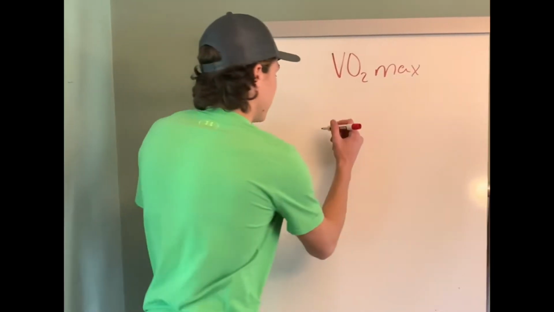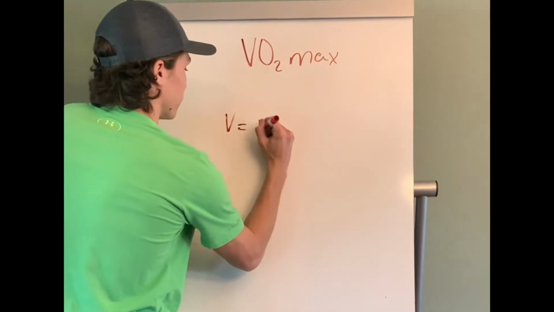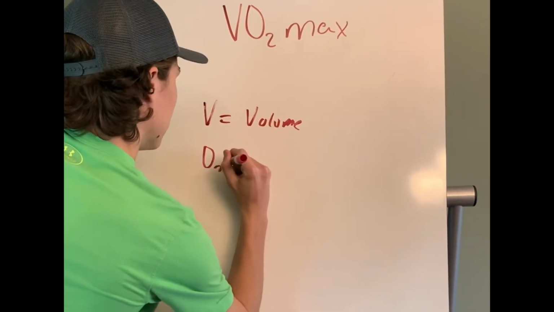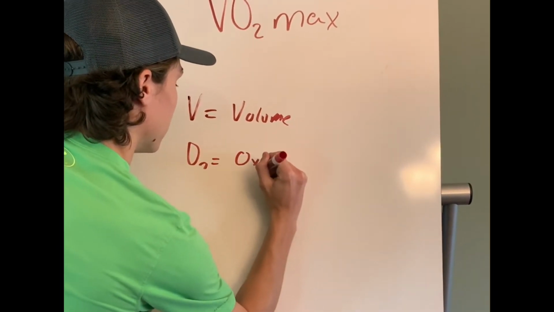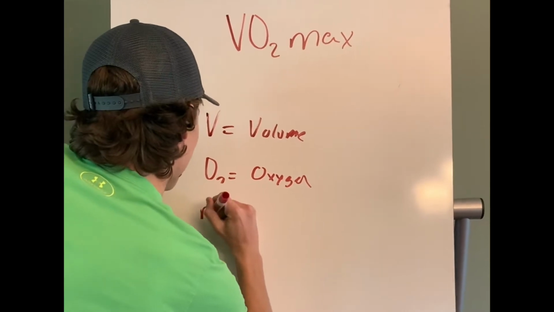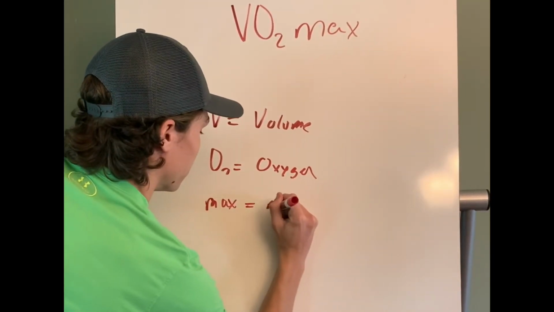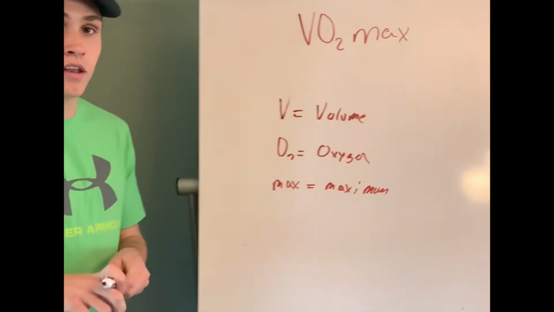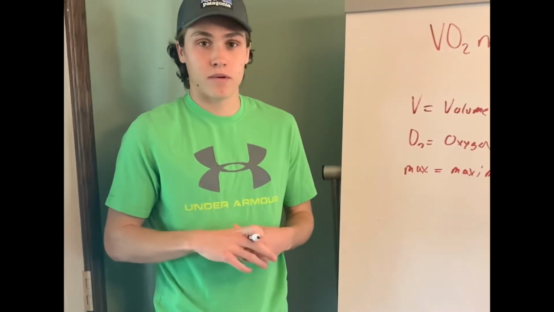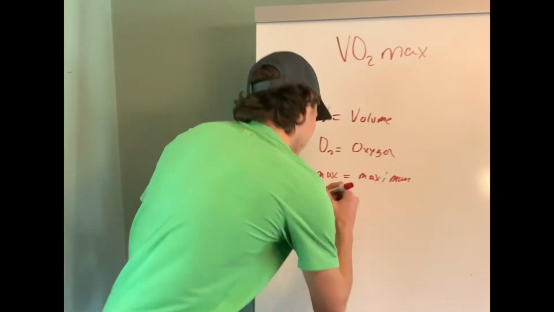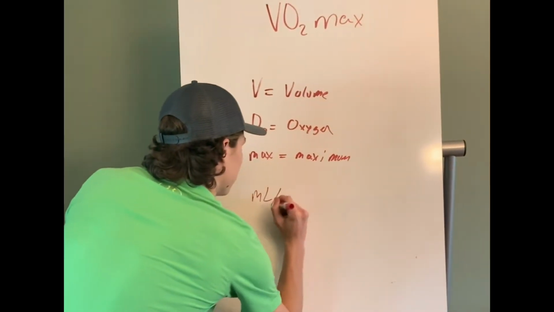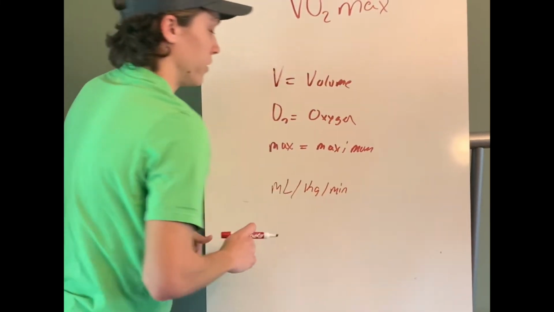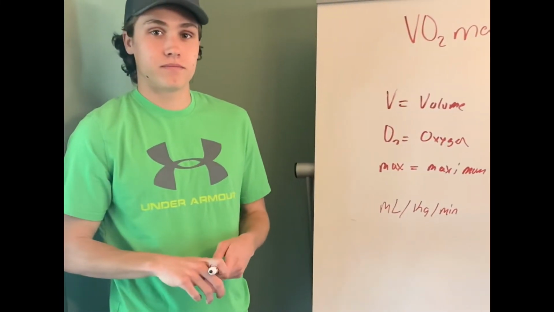With VO2 Max, the V stands for volume, the O2 stands for oxygen, and the max means maximum. Now this is typically represented in milliliters of oxygen per kilogram of body weight per minute, or written out as ml per kg per minute. Now this is the unit that is used for VO2 max.